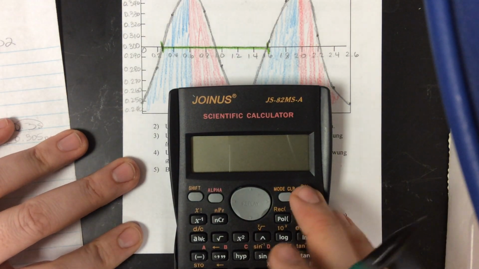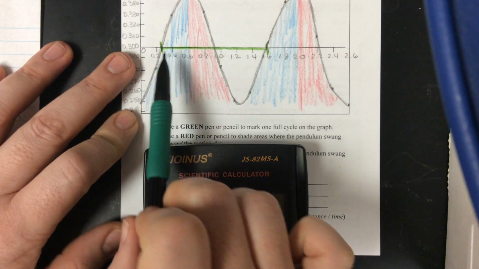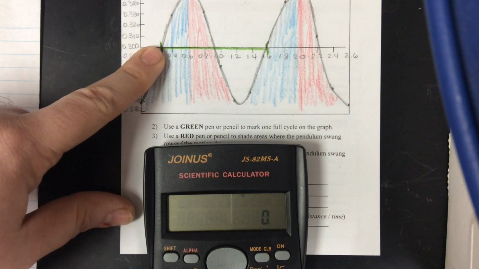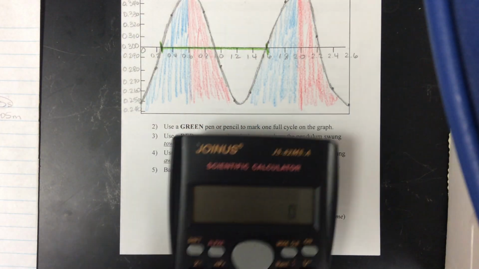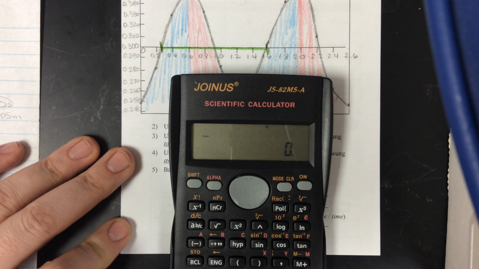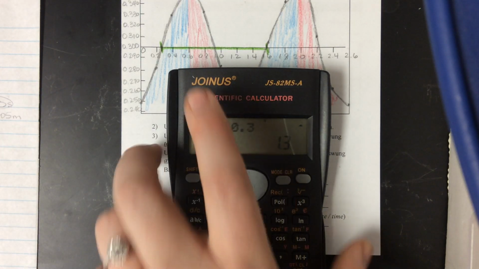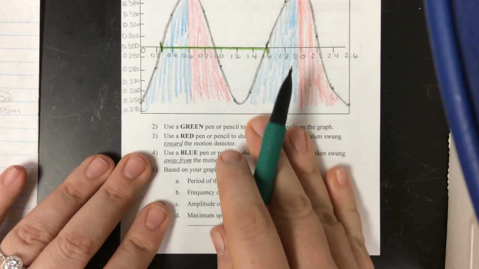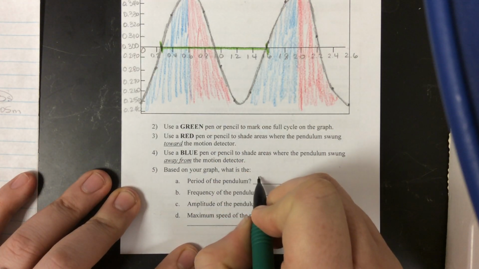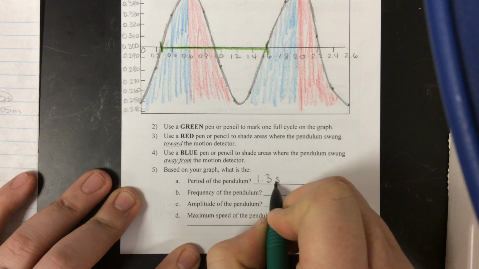So I'm going to come back to my calculator if I need to, and I want to know just how long is that from 0.3 to 1.6 seconds. Now you should be able to do that in your head, but just in case, take the big number minus the small number, and it took 1.3 seconds to make one full cycle. So the period is 1.3 seconds.